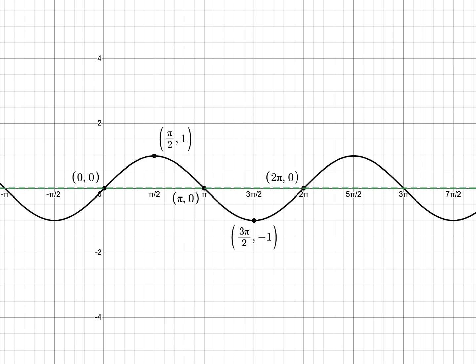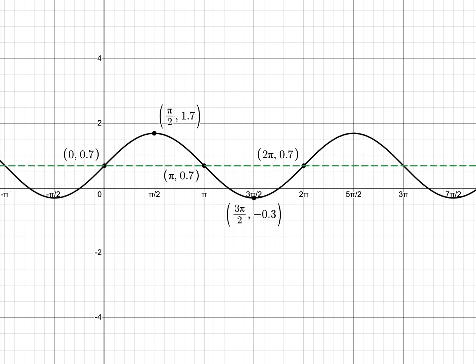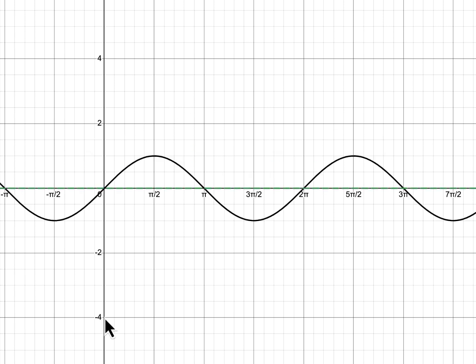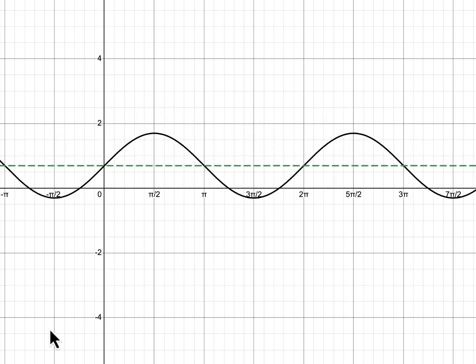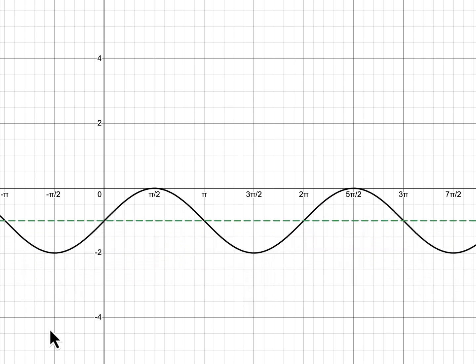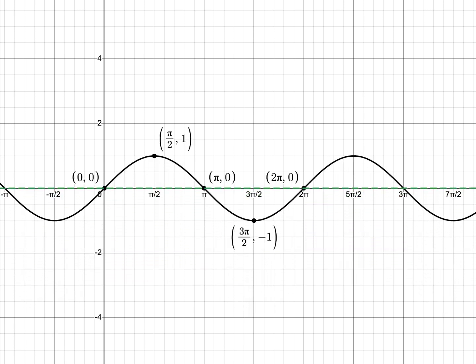If I take this graph and shift it up 1 unit, notice the midline is now at y equals 1. The maximum is now at a height 2, but that's only 1 unit above the midline, and the minimum, which is at a height 0, is only 1 unit below the midline, so the amplitude is not changed. The amplitude is still 1, and the period is still 2 pi. So you can shift vertically up or down, and none of these vertical shifts have a change in period or amplitude. We can also shift horizontally.